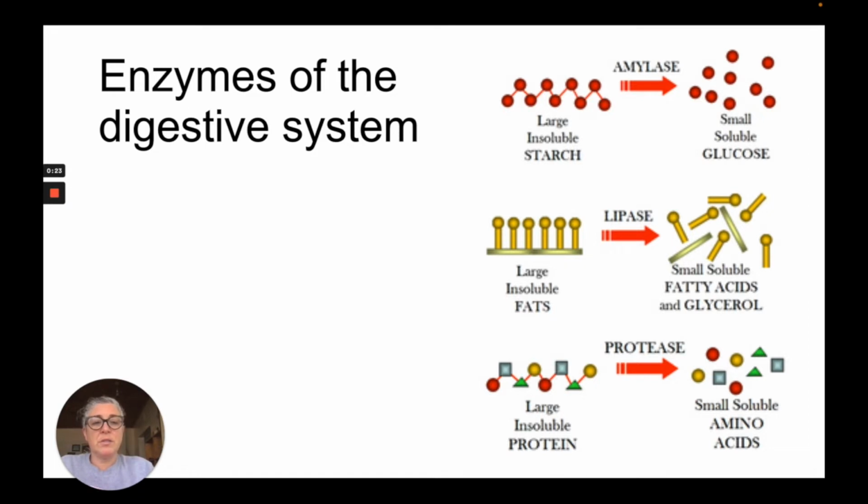So we have starch that is insoluble and large, being broken down by an enzyme called amylase, which creates small soluble molecules called glucose. We have large insoluble fats, which are going to be broken down by lipase into soluble molecules called fatty acids and glycerol. And we have large insoluble proteins, which will be broken down by proteases into small soluble amino acids.